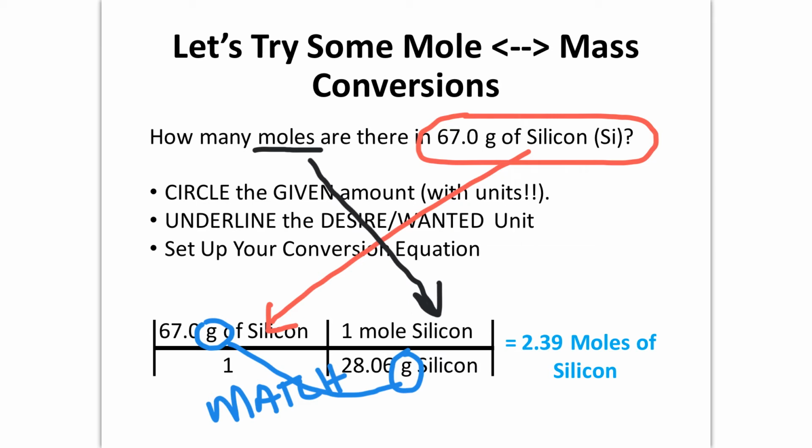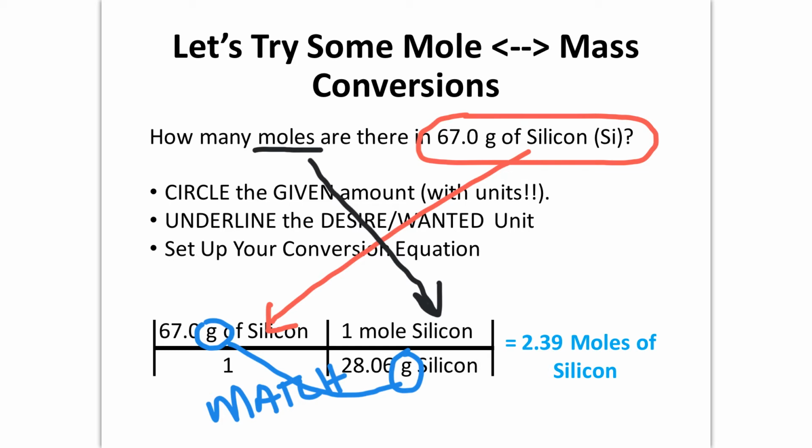So grams to moles. When we think grams, we think molar mass. So here's my molar mass for silicon. We look that up on our periodic table. And then we say that 1 mole equals that. This is what we're trying to find. This is the conversion factor between moles and grams. And then we just do the math.